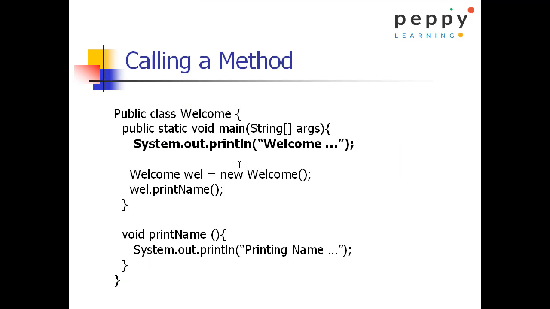We will know more about creation of methods with parameters in further sessions. For now, you understand we can create a class, we can create a main method, we can create a normal method, and we can execute the program by calling the normal method in the main method.